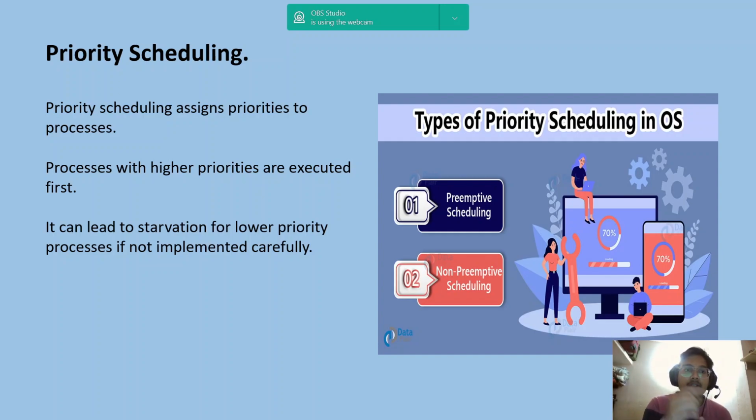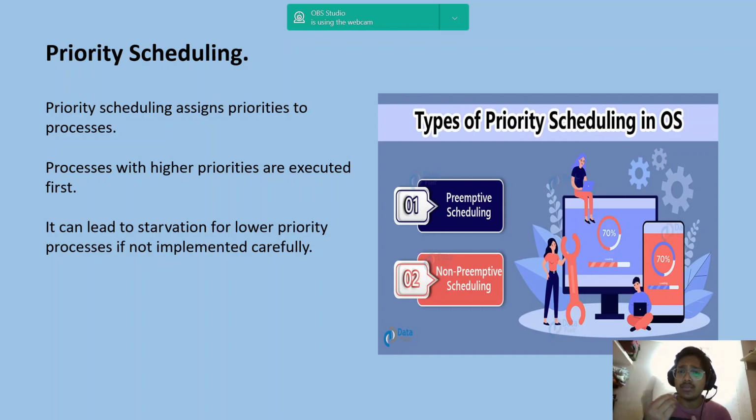Here it will schedule some priorities, or basically assign priorities to the processes, and processes with the higher priorities are executed first. But the problem is it will lead to starvation of lower priority processes if not implemented carefully.